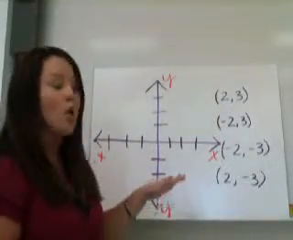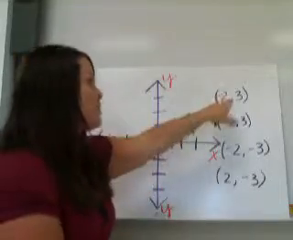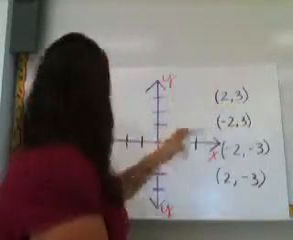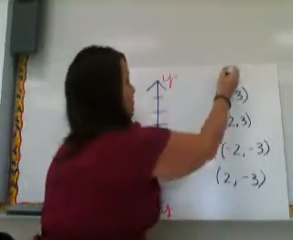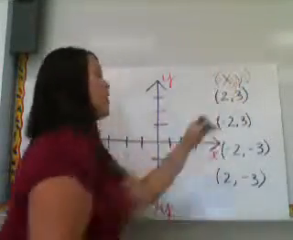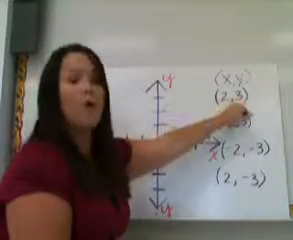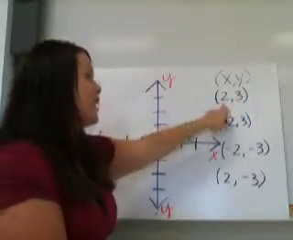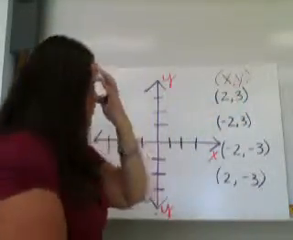Okay, so when we're plotting on coordinate planes, you're given an x value and a y value. So we have x and y. Your x is always going to be first, your y will always be second. This is positive 2, positive 3.